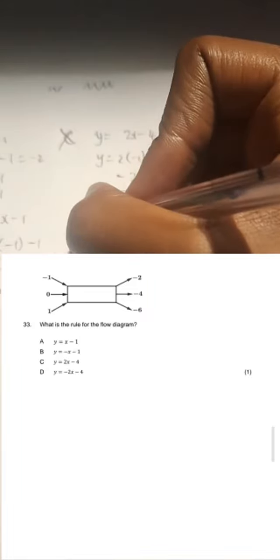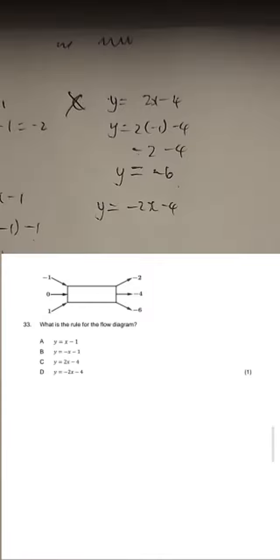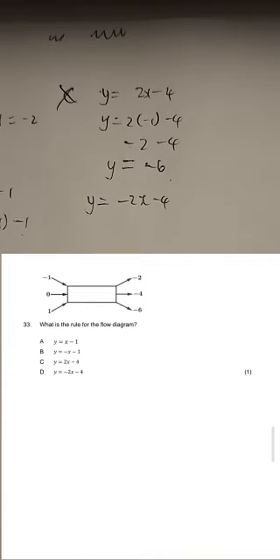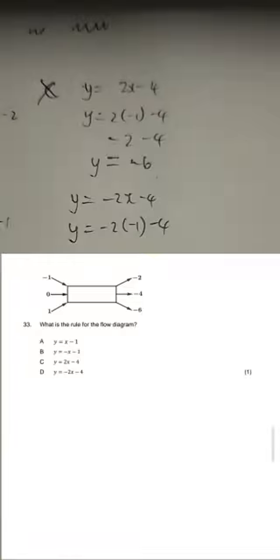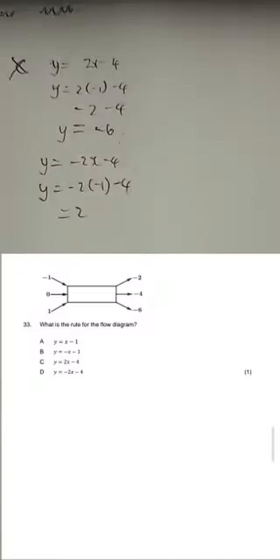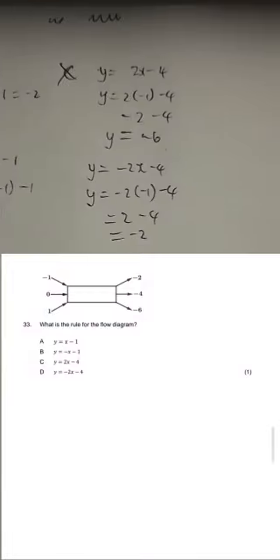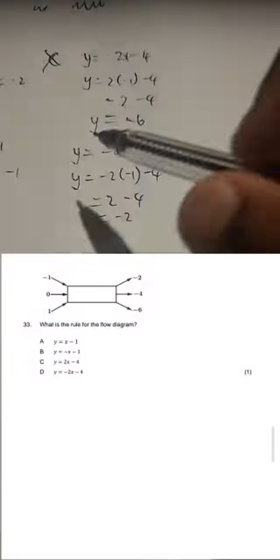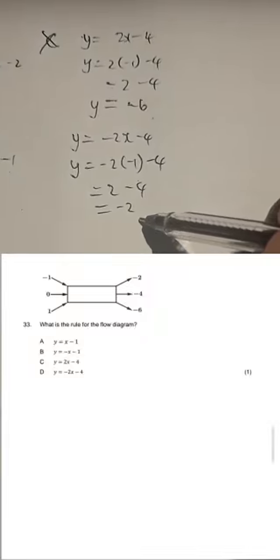D is the only rule that I have left. So let's check it out and let's check all the values. If I take my x, which is negative 1, I substitute into the rule. A negative times a negative gives me a positive 2. 2 minus 4 gives you negative 2. Okay, the output, when x is negative 1, the output is negative 2. It works.